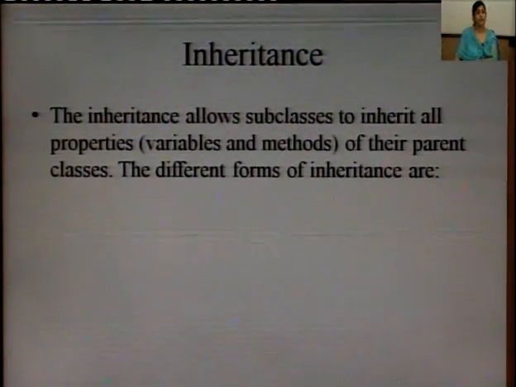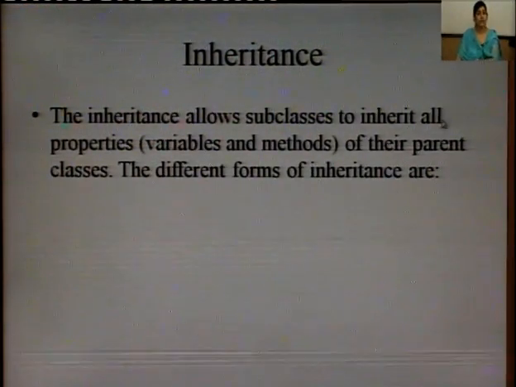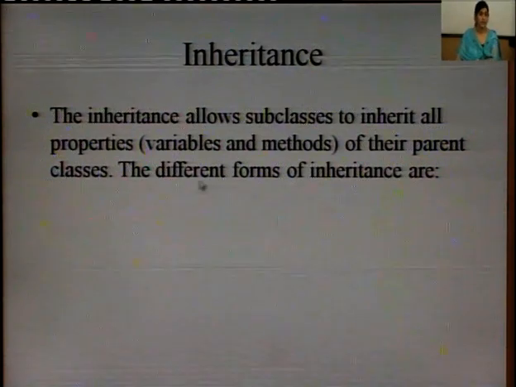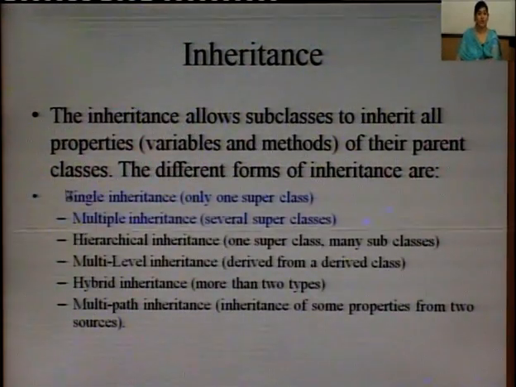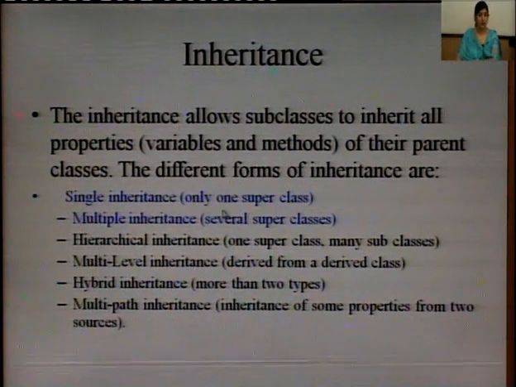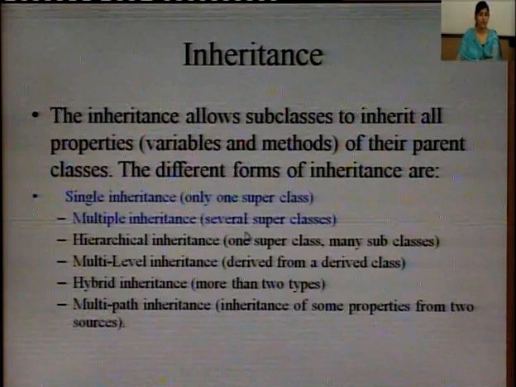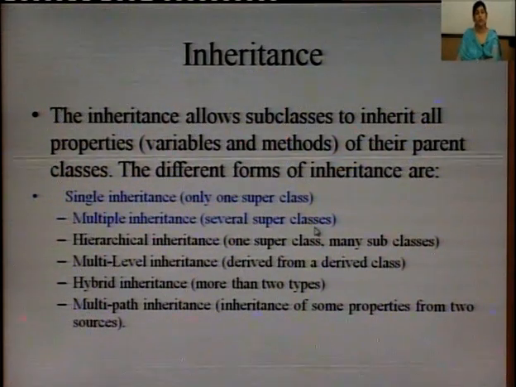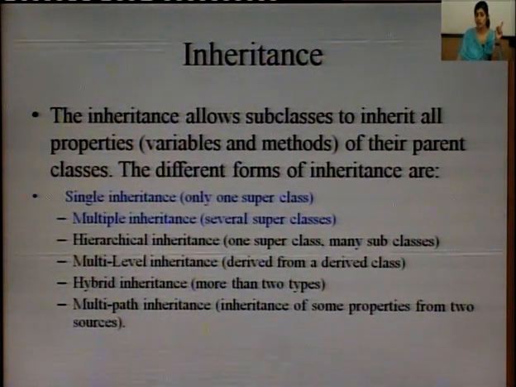Now, inheritance. Inheritance allows subclasses to inherit all the properties, meaning the variables and the methods, of their parent classes. The different forms of inheritance are what? One is single inheritance, that we have just done, where only one superclass is there. Multiple inheritance means several superclasses, meaning from two or three or more classes we can derive a single class, having two parent classes and one child class.